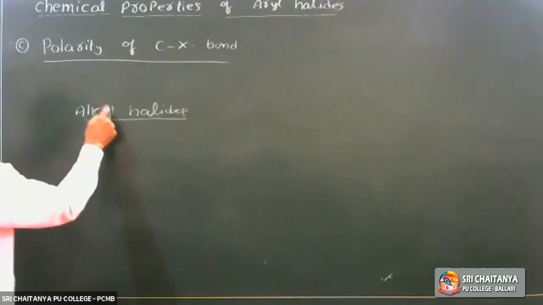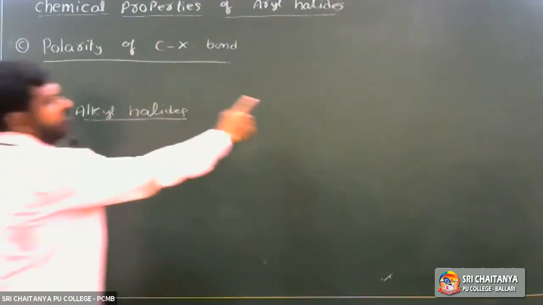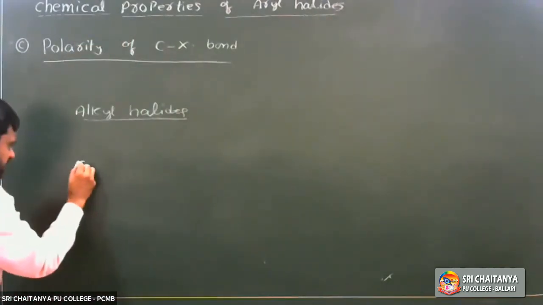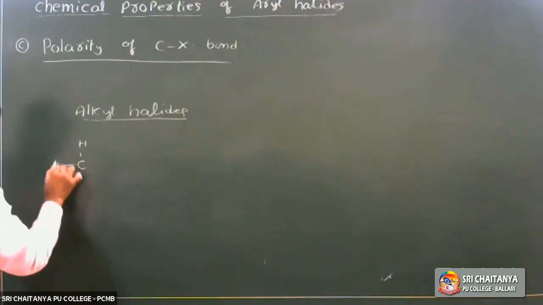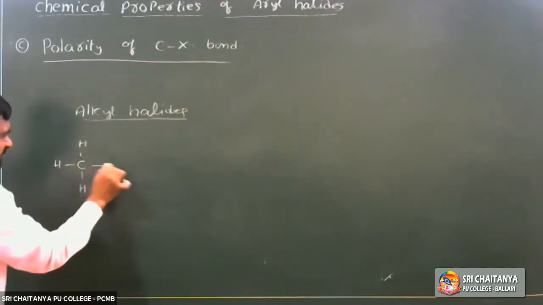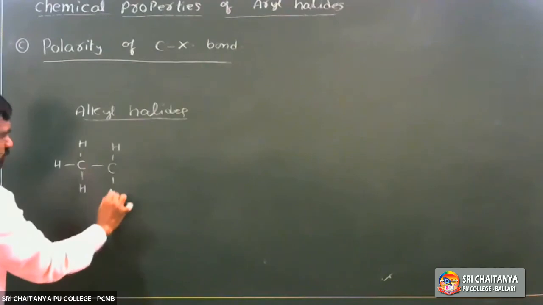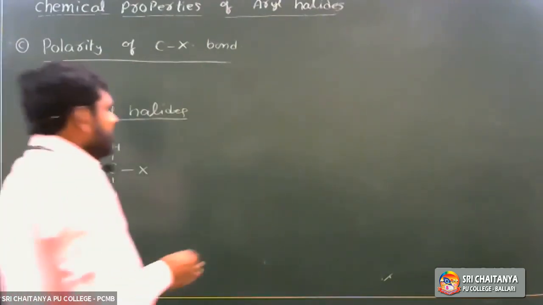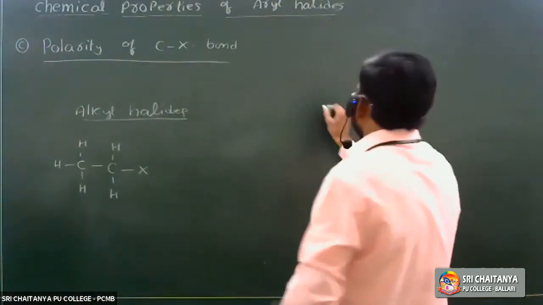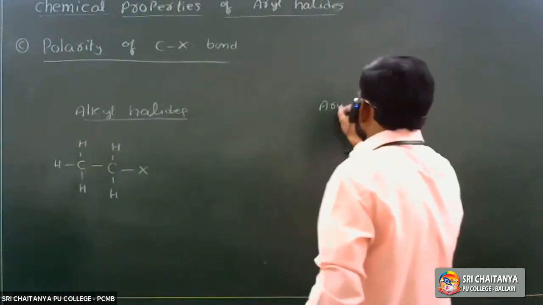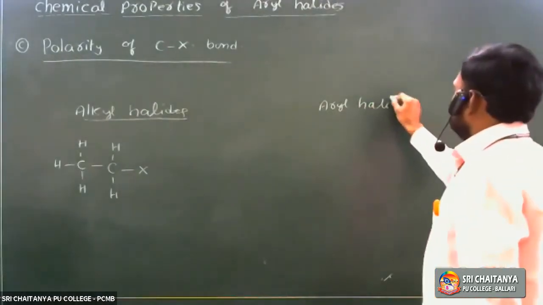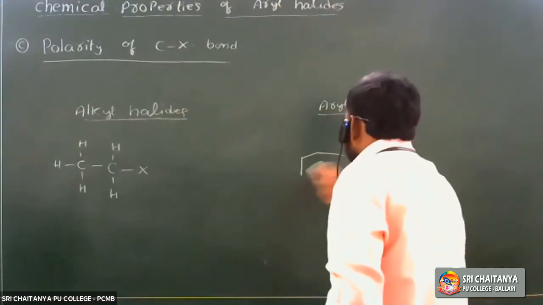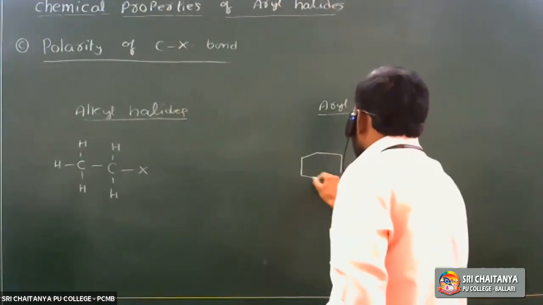Why are alkyl halides more reactive, or why are haloarenes less reactive? Take a particular example in the alkyl halide: it is CH3, next CH2, next the halogen, either Cl or Br or I. Next take the aryl halide. Take a particular example, halobenzene or chlorobenzene.